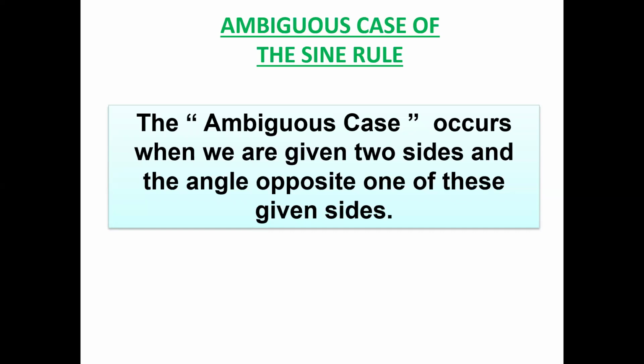So this is the case. Now, can you repeat how you identify in the paper that this is a case of the ambiguous case? When two sides and an angle opposite one of the given sides are given, it is an ambiguous case.